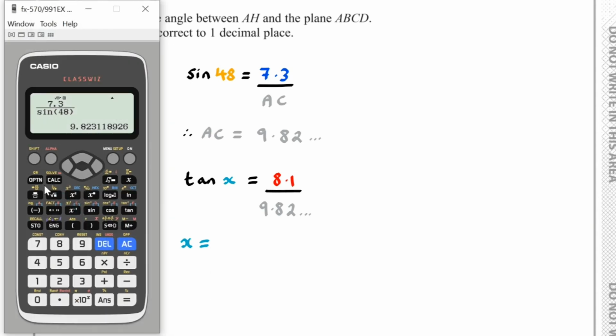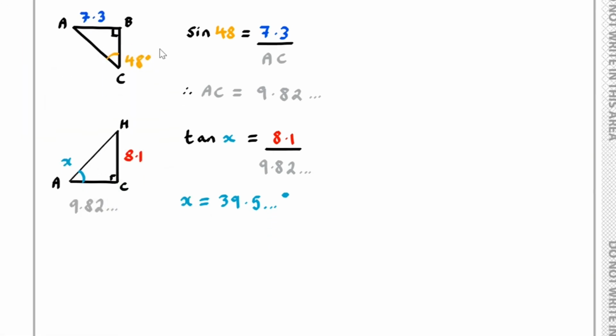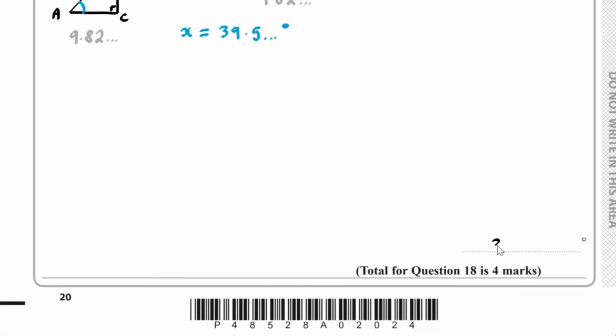And from this we can find out what x is. X will equal the inverse tangent of 8.1 over this, which is 39.5, etc. degrees. So I have 39.5 degrees given to 1 decimal place.